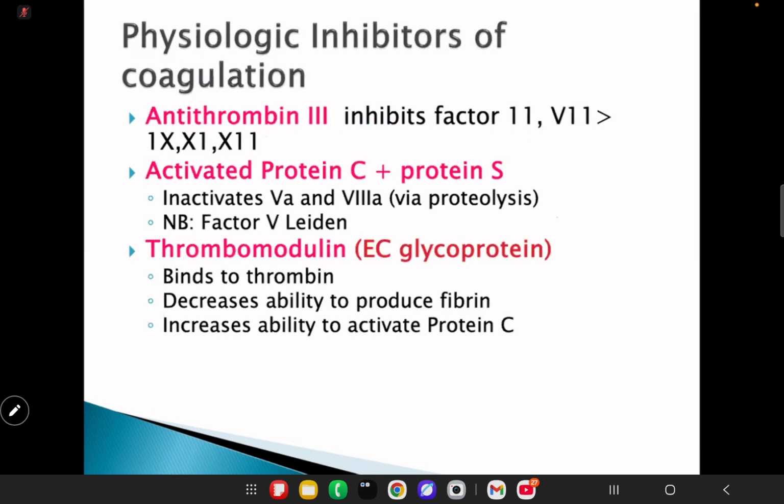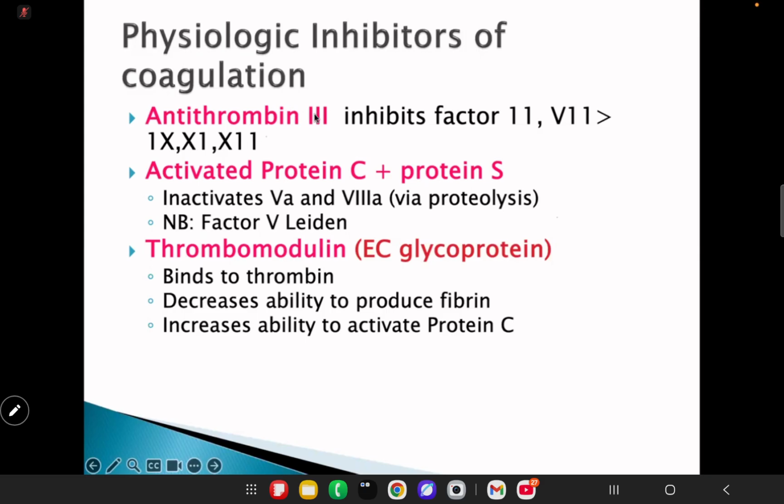Now, physiological inhibitors of coagulation. Normally coagulation in our body happens but resolves itself automatically. Why? One is antithrombin 3. Antithrombin 3 acts on so many factors, factor 2, factor 7, and I think factor 10 as well. Now, the importance of antithrombin 3 is that there are no factor 1 and 2.